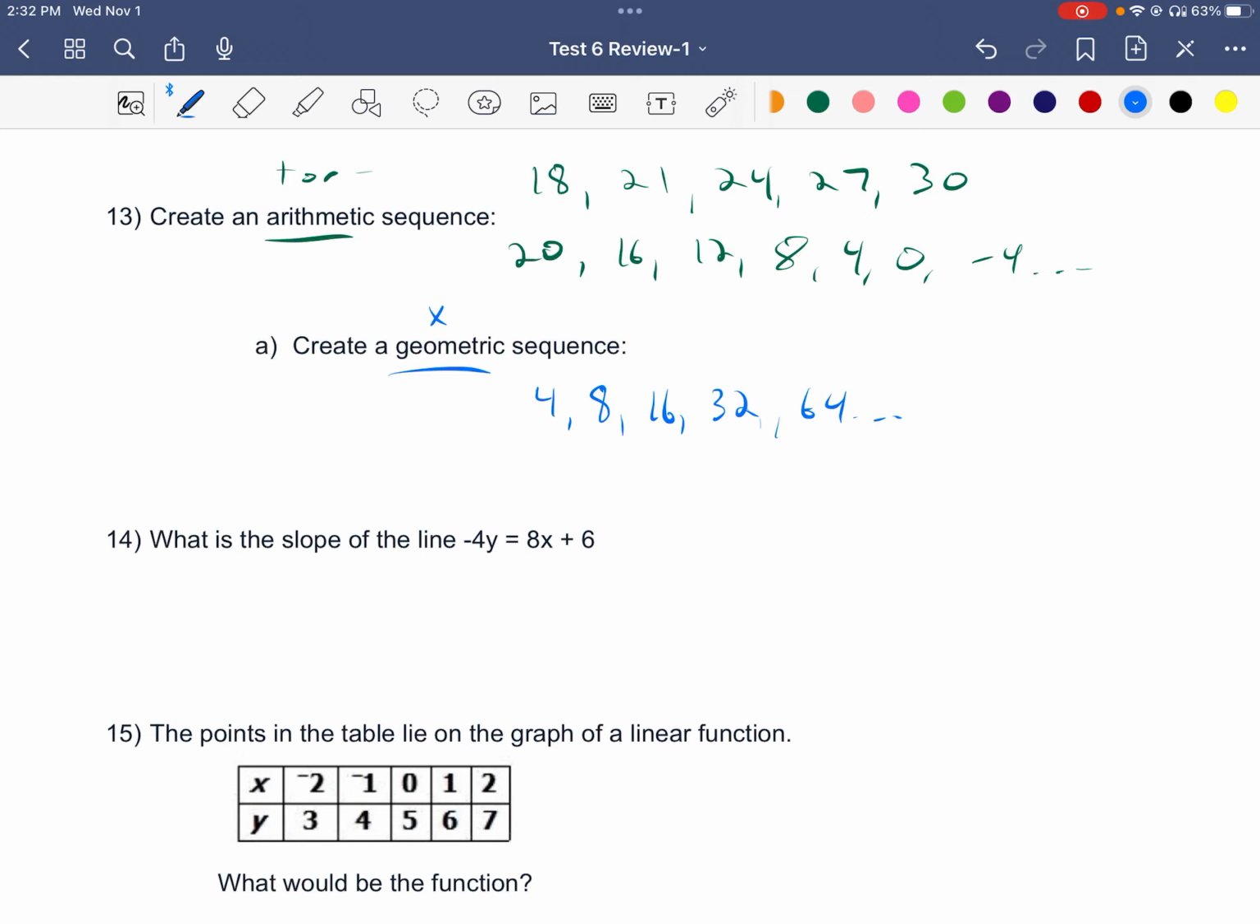Let's say another example, let's say we start with 80. And we multiply by 1/2, so it can still get smaller, but we're just multiplying by 1/2 here every time. You can have decimals, no problem with that.